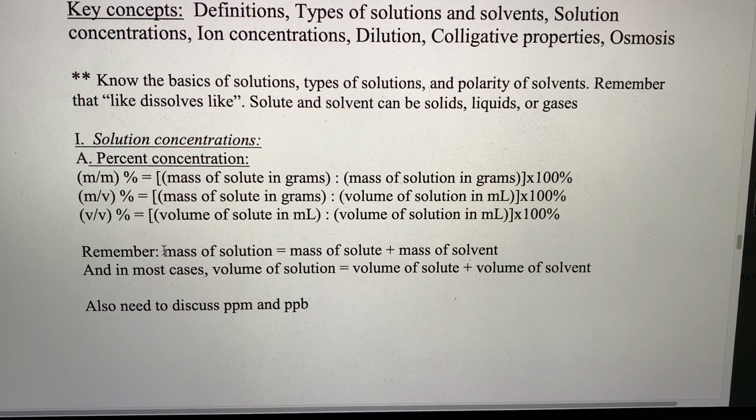Remember, the mass of solution is the mass of solute plus the mass of solvent. And in most cases, when you add the volumes of two substances together, you come up with the same total. So the total volume is the volume of solute plus the volume of solvent. In most cases, though sometimes there are interactions that reduce or increase the volume a little bit.